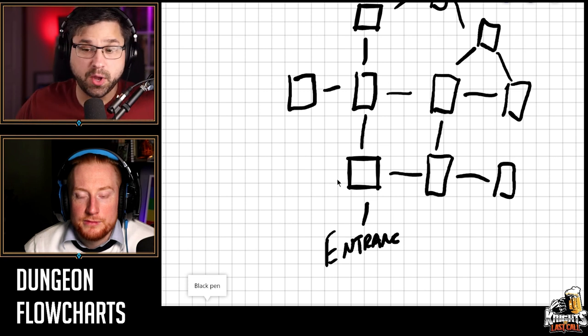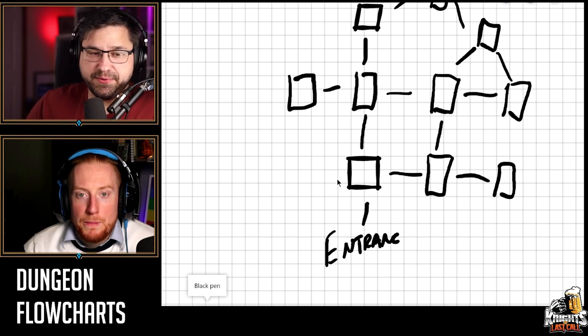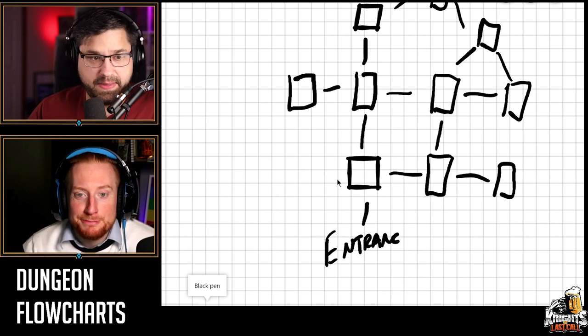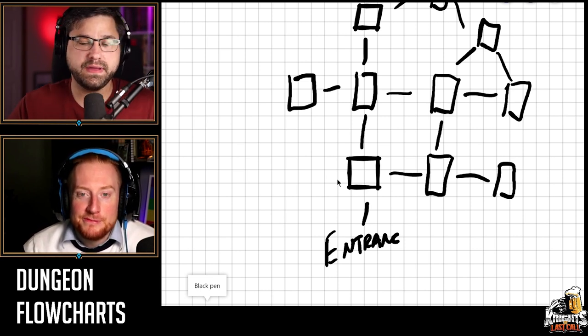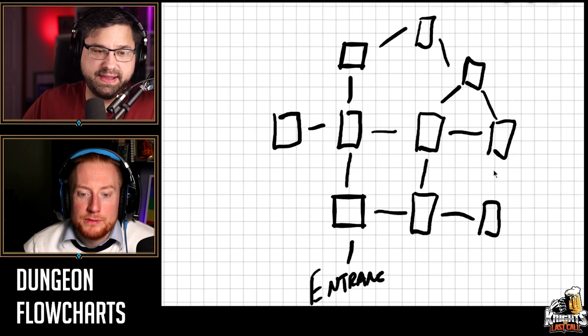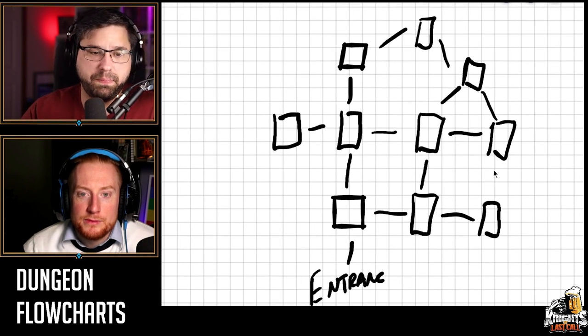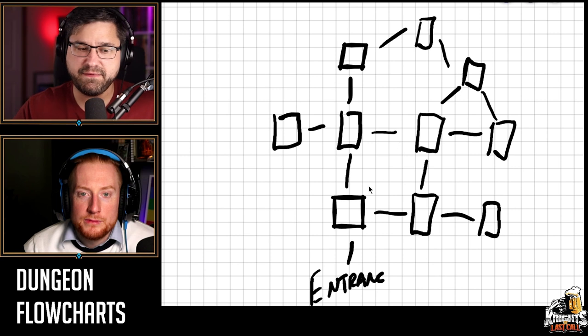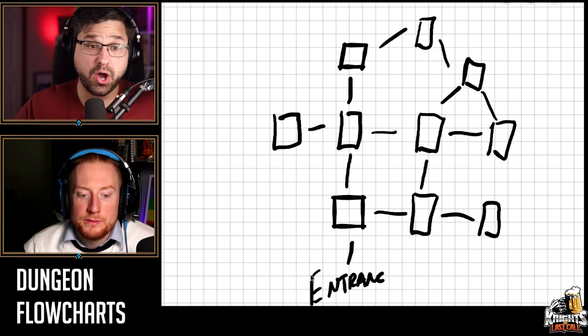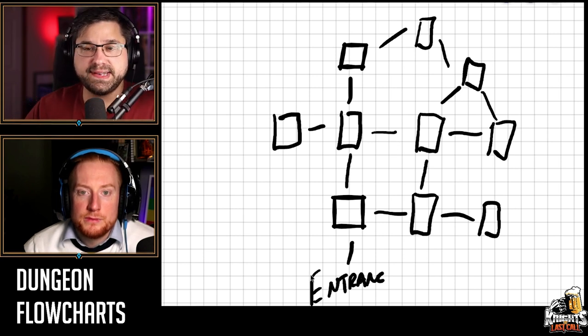Now, Bob, where's the boss room? No idea. You have no idea. I know where the entrance is. It's the only thing I know. That's right. And there are some rooms. So in this design, the party can kind of make their own route. They can go anywhere. The dungeon isn't forcing them or leading them to go anywhere.